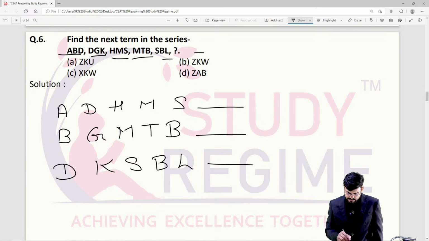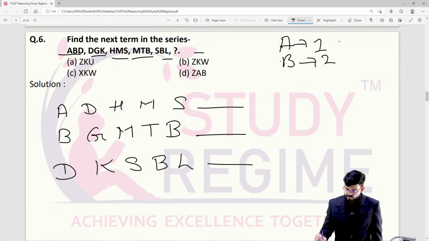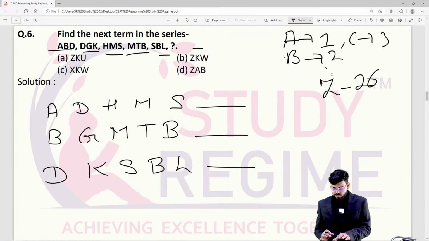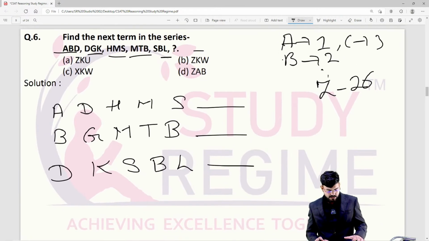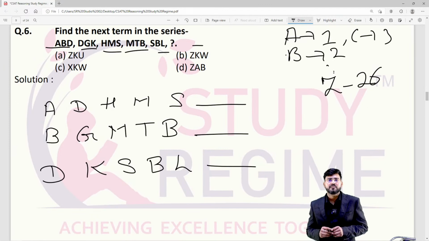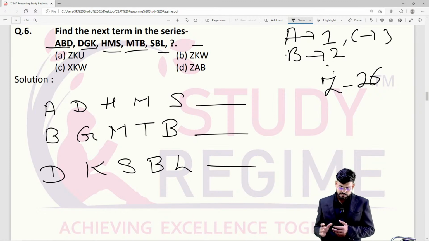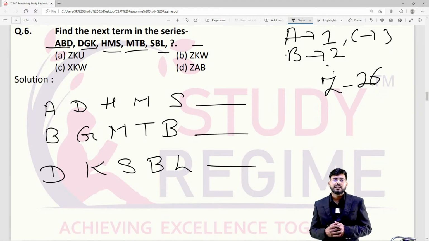How you will find in these types of question, there is a coding for each and every alphabet. For example, if A is written, you have to write here as 1, B is written, you have to write it for 2, for C is written likewise 3 up to Z. Z can be written as 26. You have to use this type of coding to solve these types of series. A is coded as 1, B is coded as 2, C is coded as 3, D is coded as 4 and so on up to Z. Z is coded as 26.